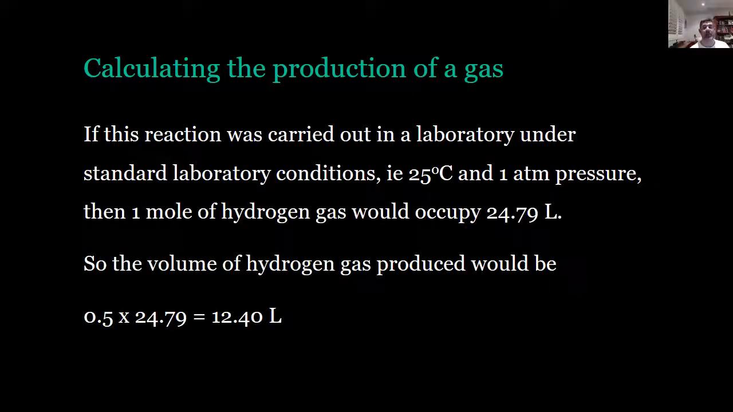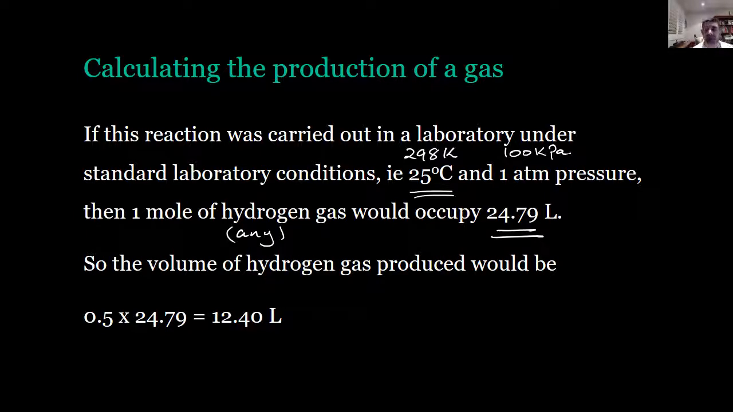Now the final step is for us to actually look again at our data sheets, our periodic table, but on the opposite side. Because if the reaction was carried out in a laboratory under standard laboratory conditions, that is 25 degrees Celsius or 298 Kelvin, and 1 atmosphere or 100 kilopascals of pressure, then 1 mole of hydrogen gas, in fact 1 mole of any gas, will occupy 24.79 litres.